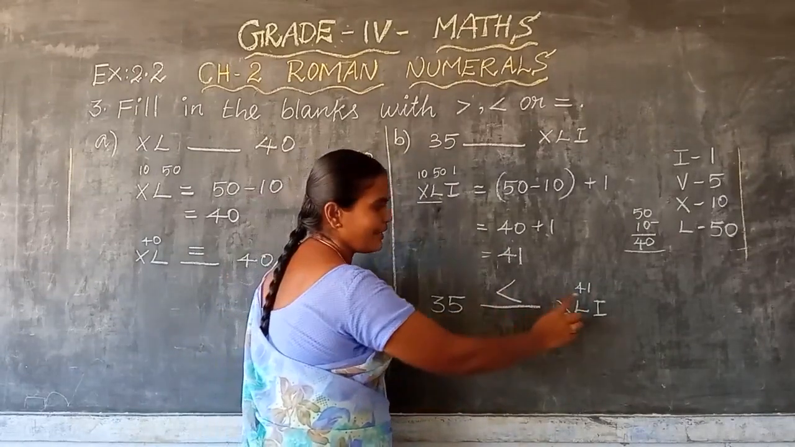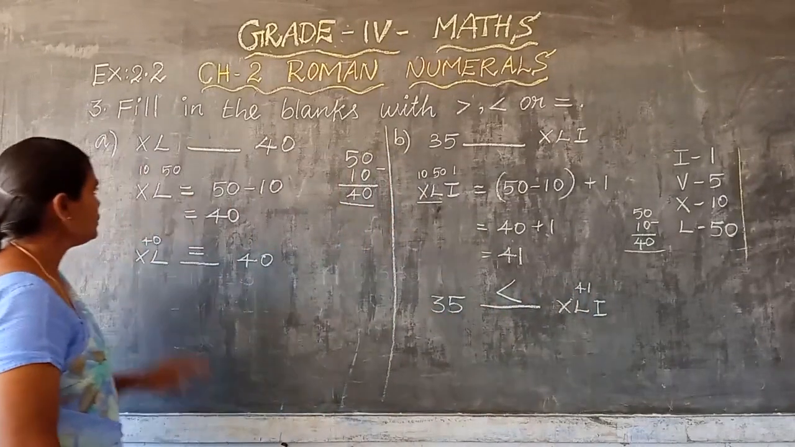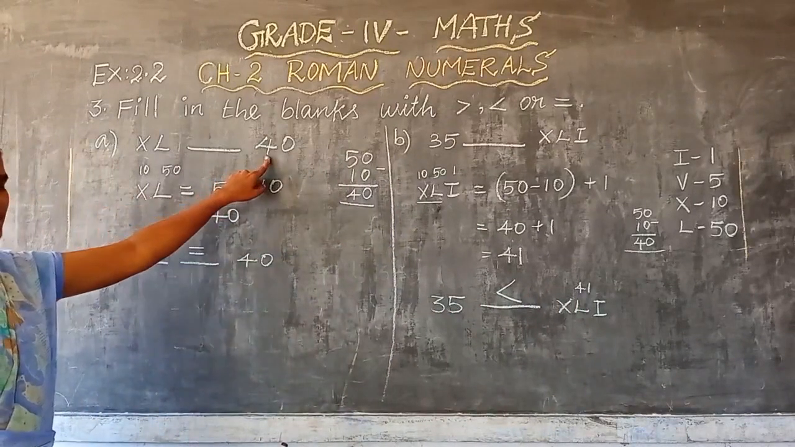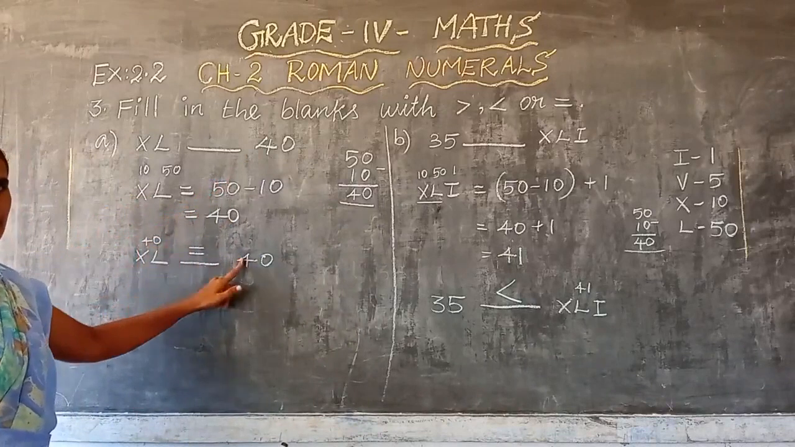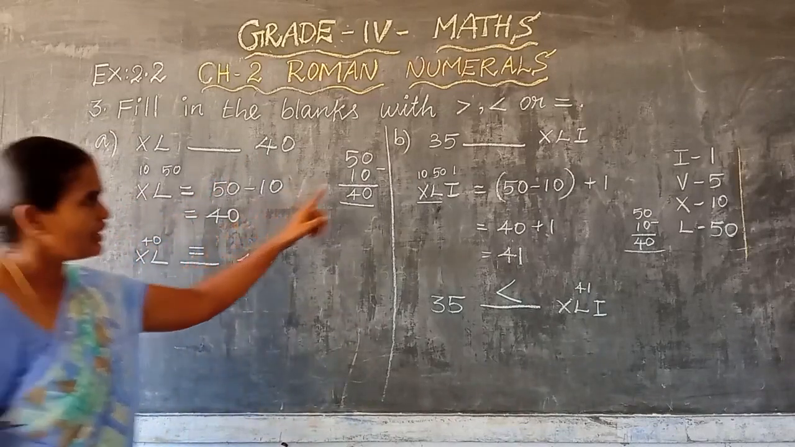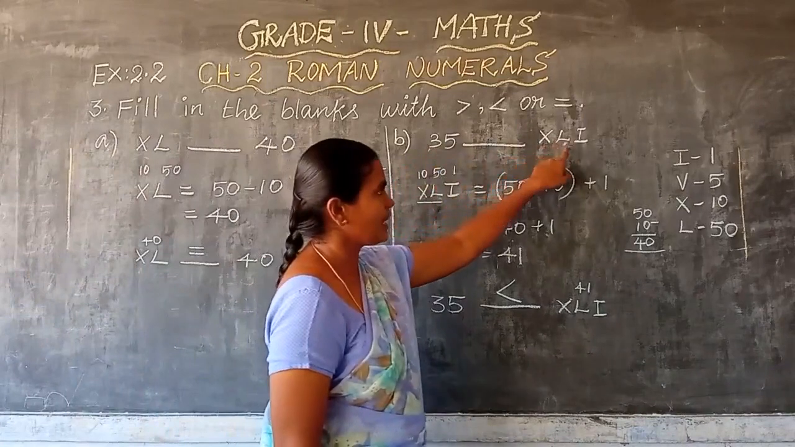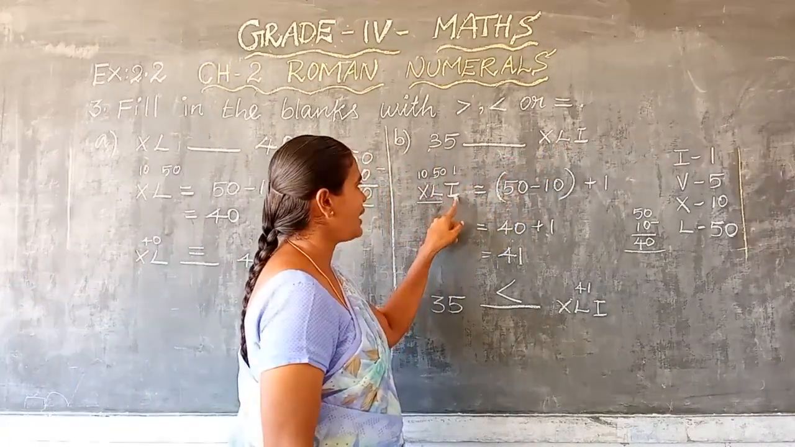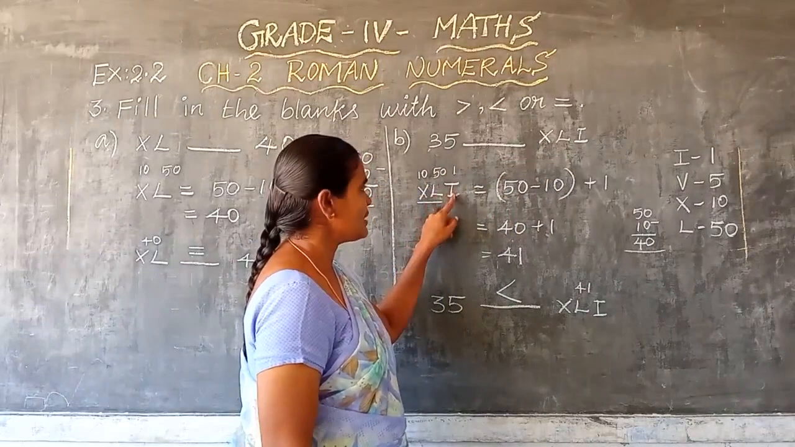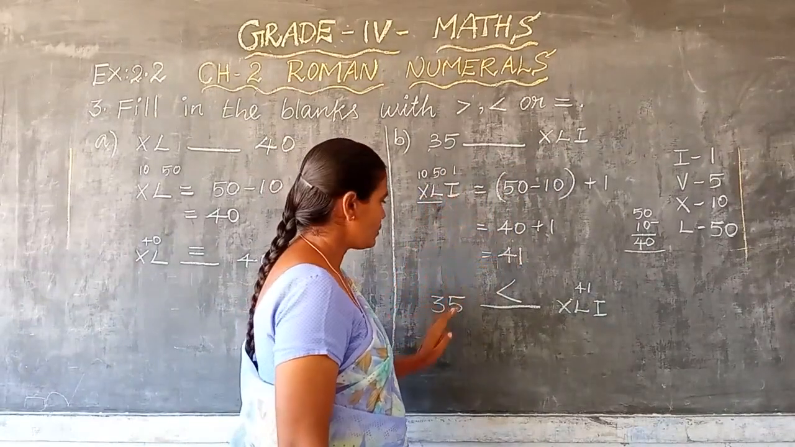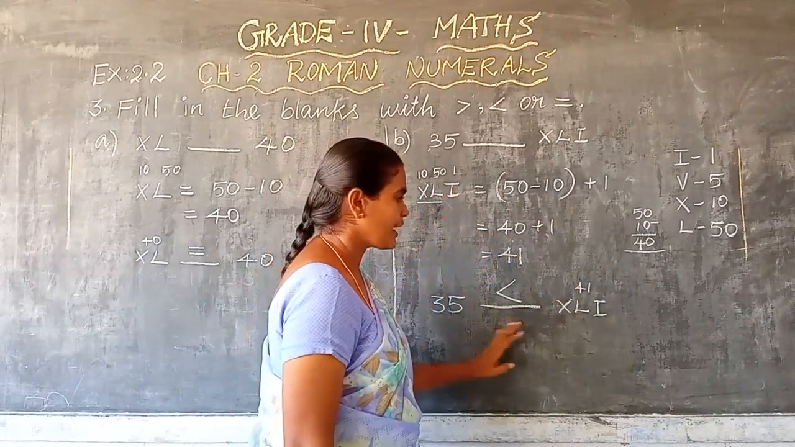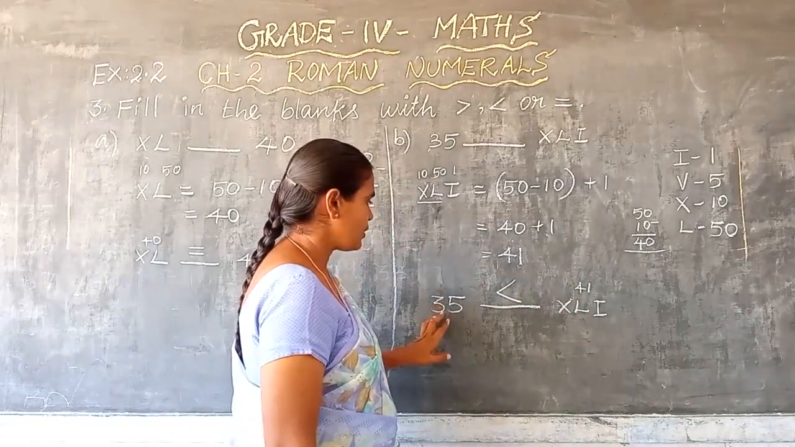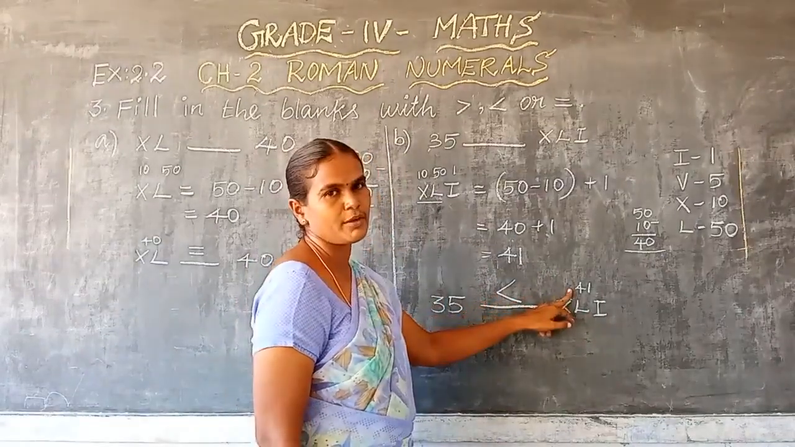35 less than 41. So see here, XL value 40. Here given 40, both numbers are the same number, so equal. Here 35, XLI. First you find the value of XLI. XL means 40 plus I 1, 41. So 35, 41. Here the greater number is 41, smaller number 35. So 35 less than 41.